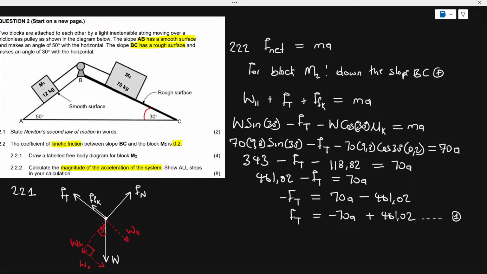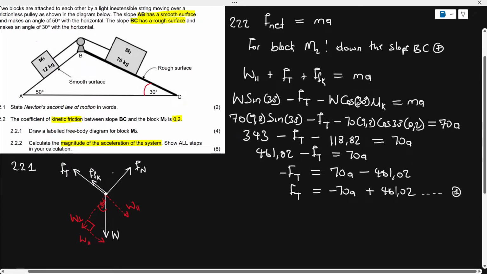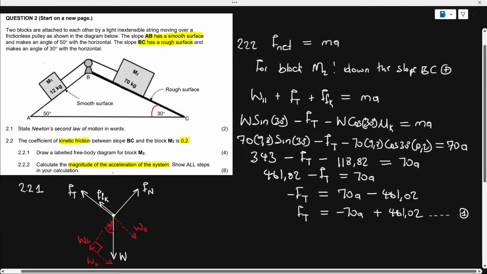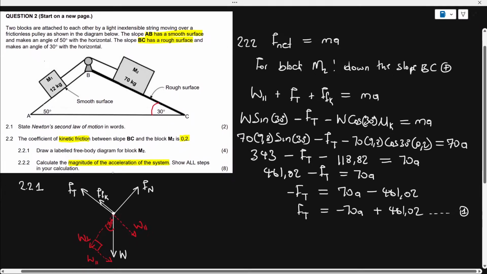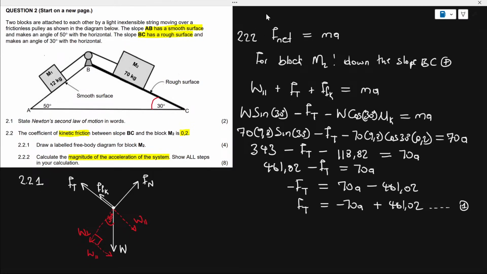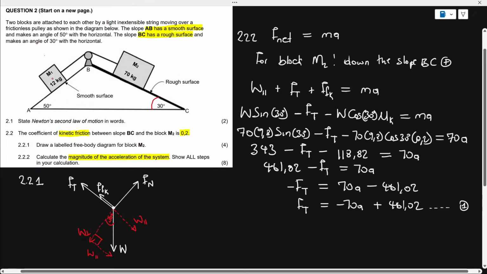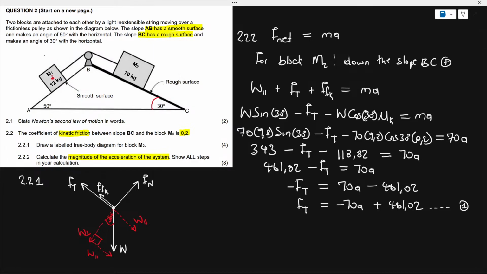And in the equation that we get for block M1, we will simply substitute in the expression of Ft, or equation number 1, in order to get the magnitude of the acceleration of the system. So let us do exactly that. But before we do that, it's advisable that we do the free body diagram for M1 as well, although we're not asked in the question. So let us do it here, even if it's just a force diagram.